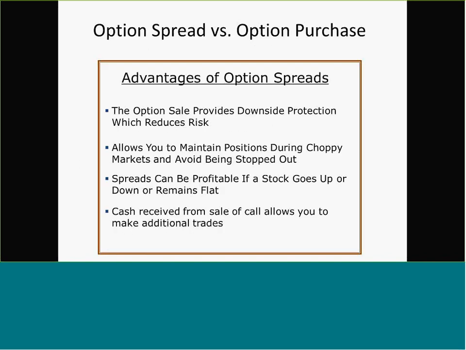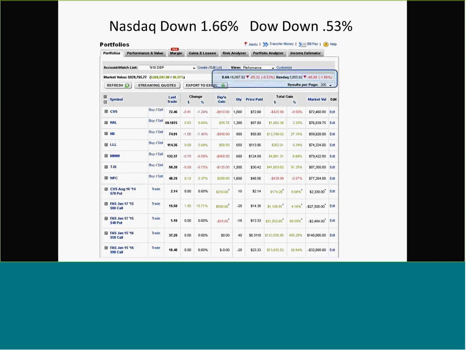And here, this is an interesting snapshot. I took this at the time, and this was a day when the NASDAQ was down 1.66%. So that's a pretty big drop in the NASDAQ. The Dow was only down 85 points, but NASDAQ down 1.66. And I took this snapshot.